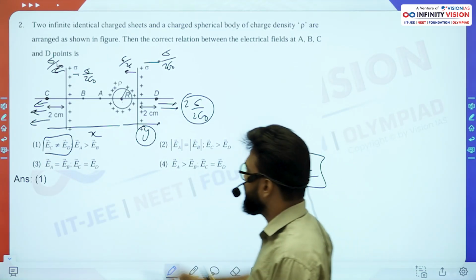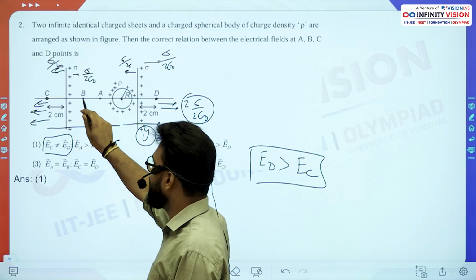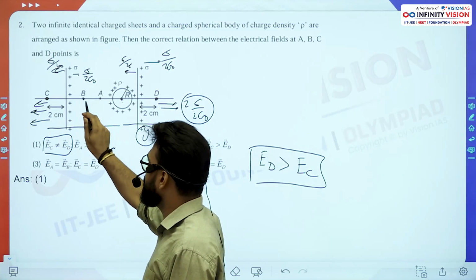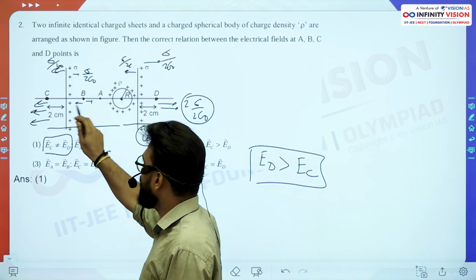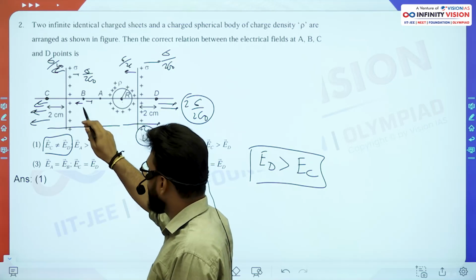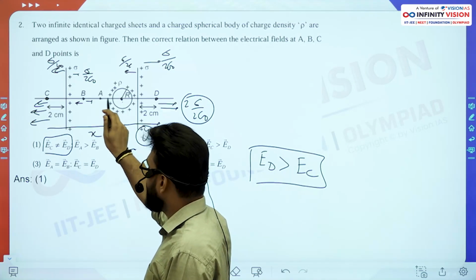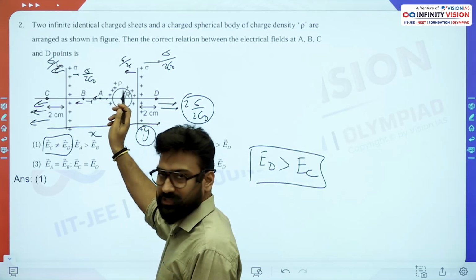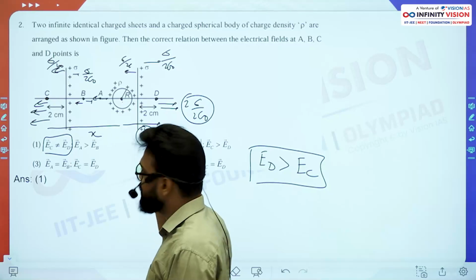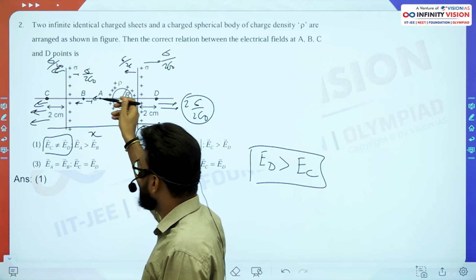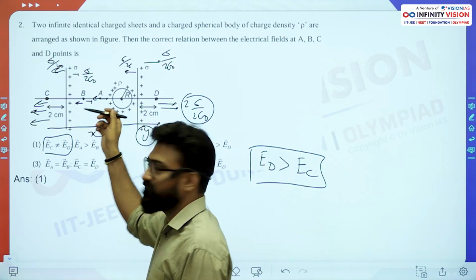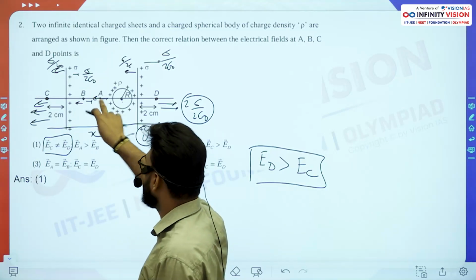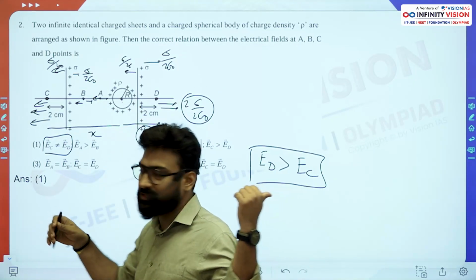What about the electric field at A and B? The electric field because of these sheets at B is going to cancel out each other. At A also, because of these two sheets, the electric field is going to cancel out, because for this it is towards right, for this it is towards left.